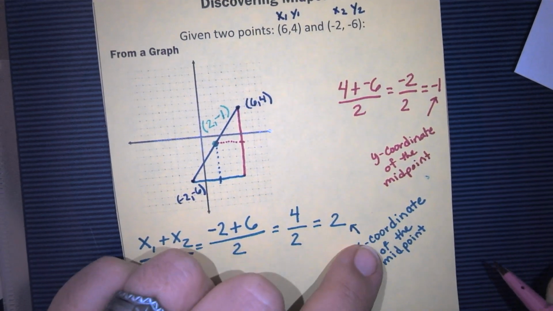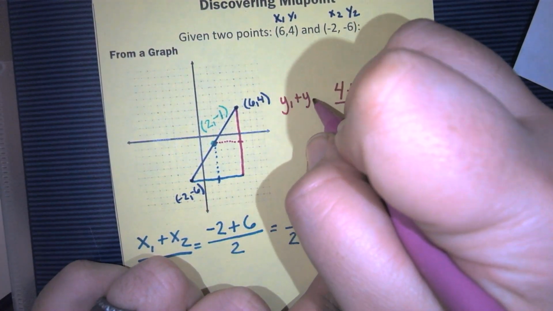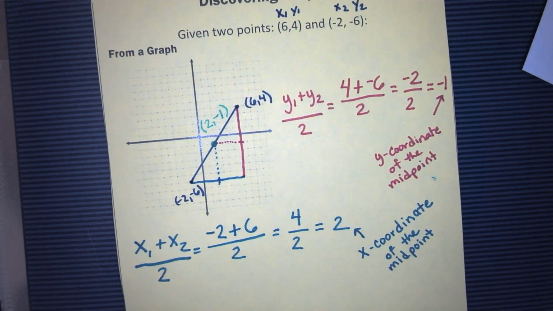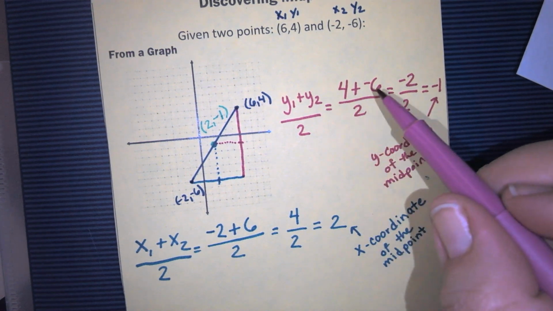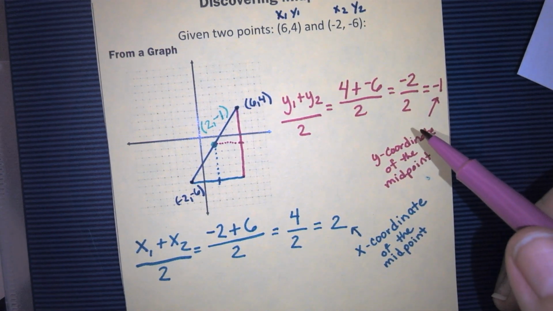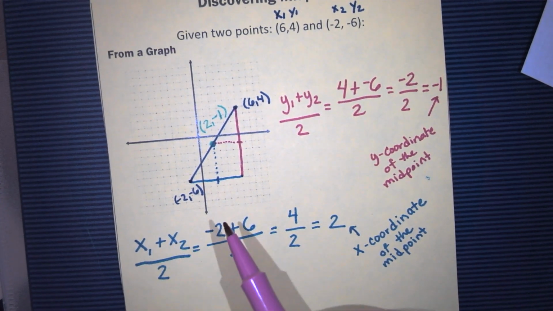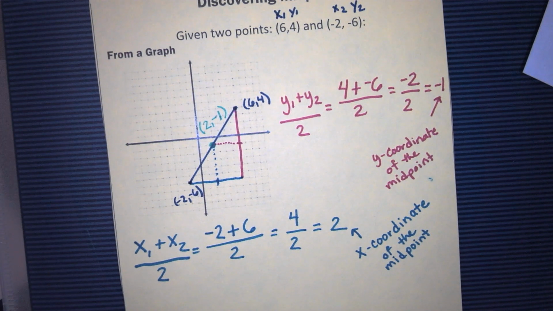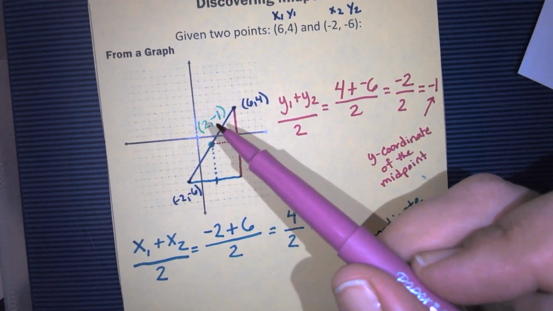How did I get that? I took my y1 and added it to my y2 and divided by 2. So to get the y coordinate, we added our y's and divided by 2, took the average of the y's, and we got negative 1. To get our x coordinate, we took the average of the x's, divided by 2, and got our 2. So my midpoint is just both of those things put together as an ordered pair, 2 comma negative 1.